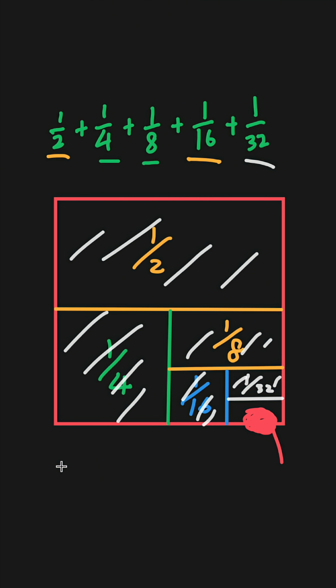Remember, the whole area of the square is just 1 times 1. That's 1. And then take the last bit out. The last bit is 1 over 32, which gives you 31 over 32. That's the final answer.